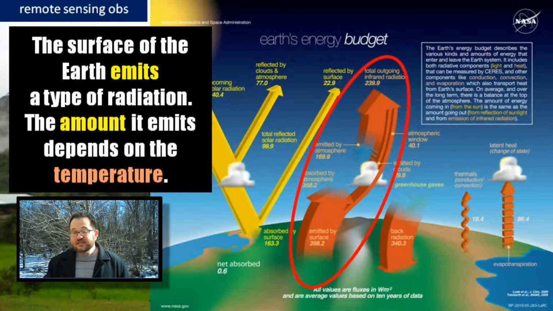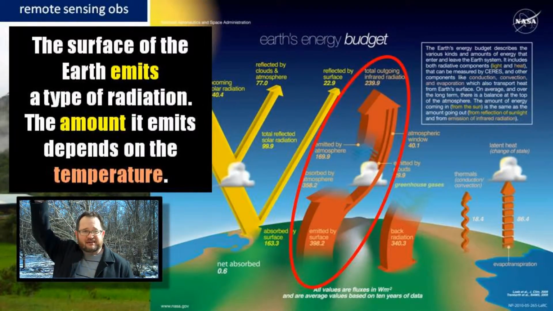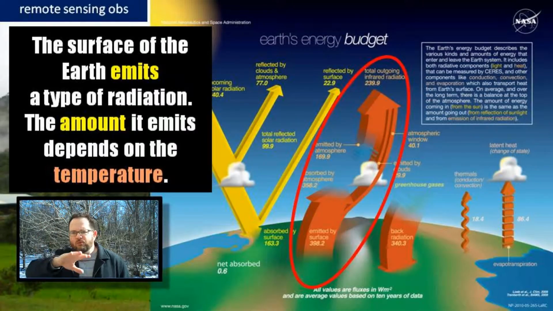And the amount that it is emitting depends on the temperature. Now, this can be literally the temperature of the surface of the Earth itself, or this can be, as your book talks about, the air in the lowest kilometer or the lowest 2 kilometers or something like that. It depends on exactly what wavelength of radiation and stuff like that. We're not going to get bogged down in that.